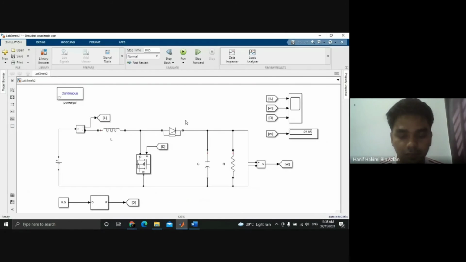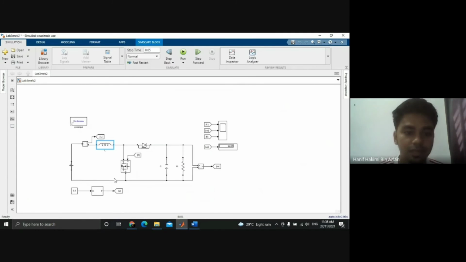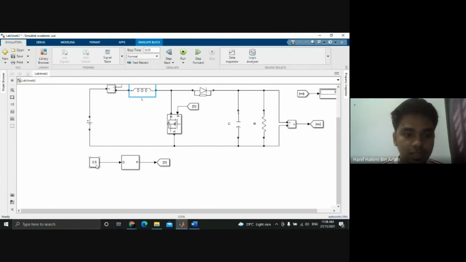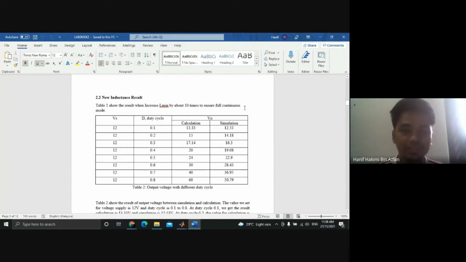For question 7 Roman, we need to change the inductor from 36 to 360 microhenry. So we change it. Then we need to change the duty cycle from 0.1 to 0.8 and solve for the output voltage at each duty cycle. So we get the result. Next, for question 7.